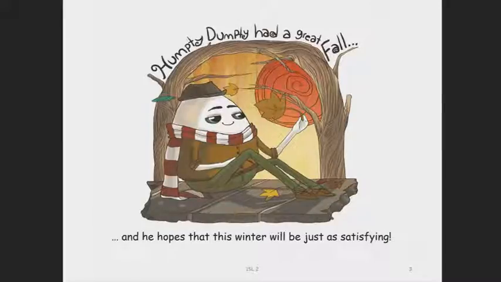So please recap. Humpty Dumpty had a great fall, and he hopes that this is really satisfying. Why is it sort of unexpected or funny maybe? Yeah, exactly. The first one is that we would expect from Wonderland, Humpty Dumpty had a great fall, in falling, but fall, of course, in American English goes on, it goes in the season. And also this winter, that's how we contextualize it.